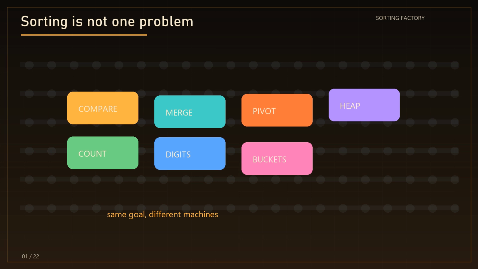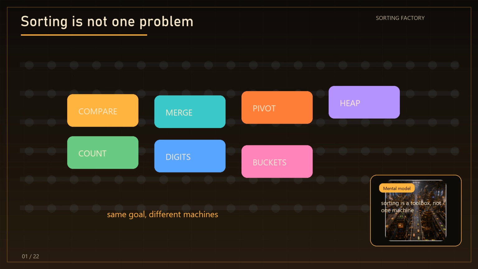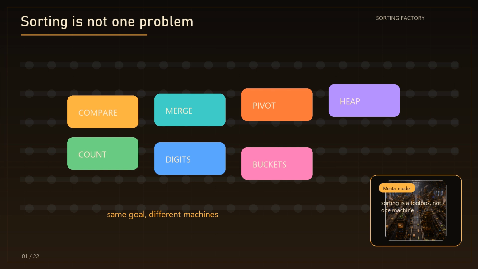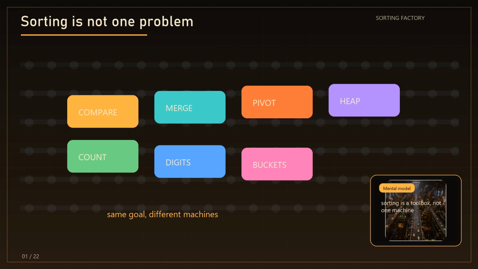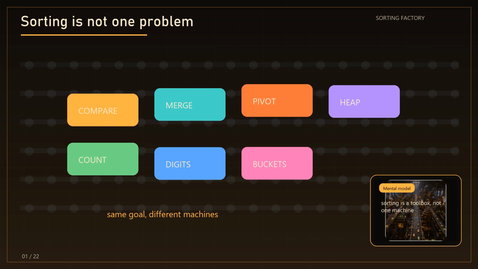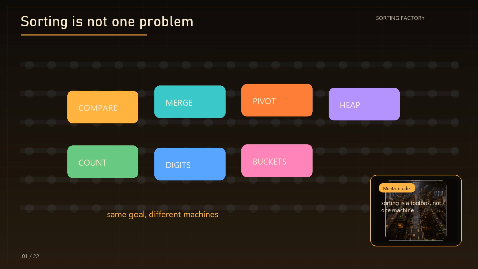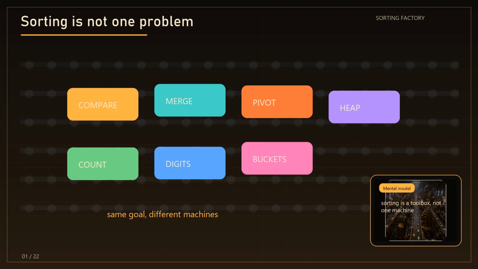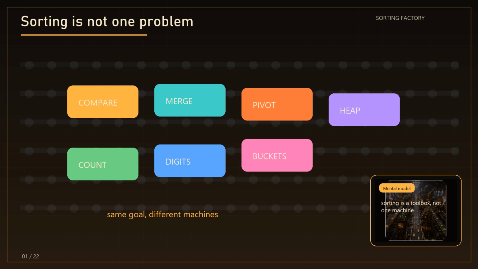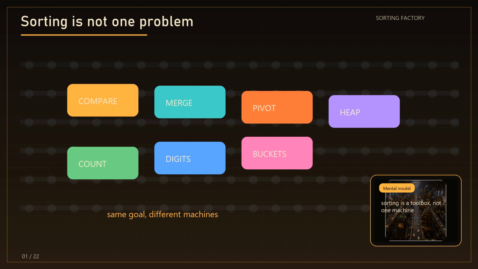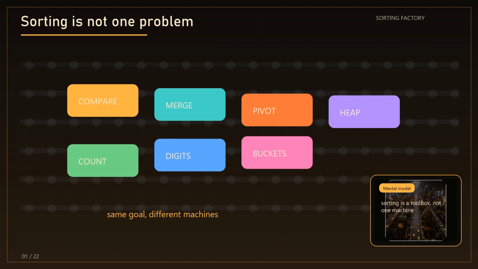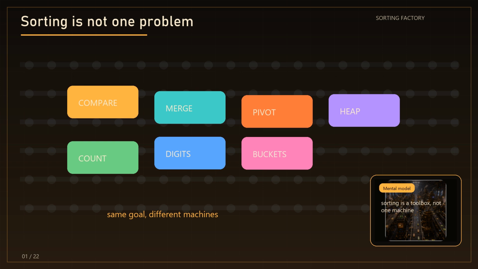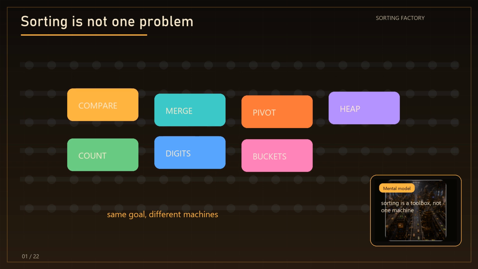Sorting sounds like one job, put things in order. But algorithms see many different jobs hiding inside that sentence. Are the items almost sorted? Are the keys numbers in a small range? Do equal items need to keep their original order? Can we use extra memory? The best sorting algorithm depends on what kind of order problem we actually have.